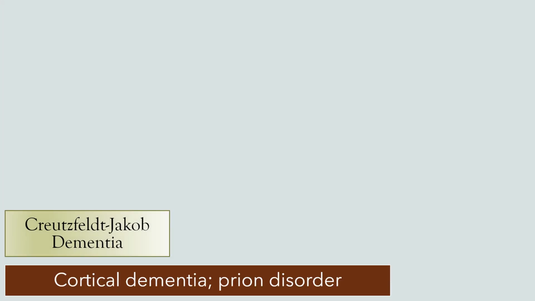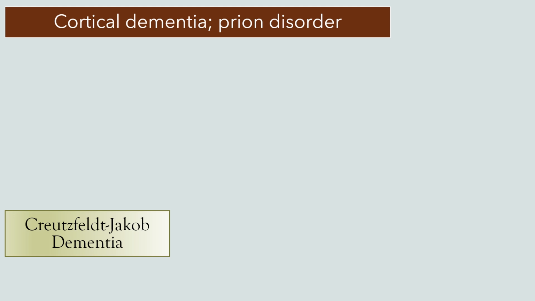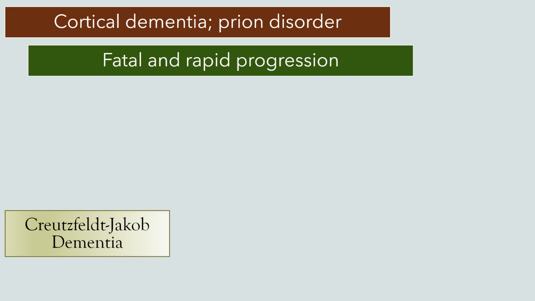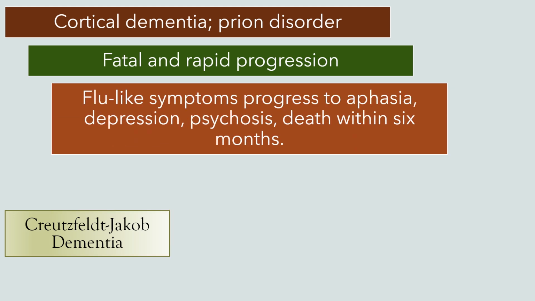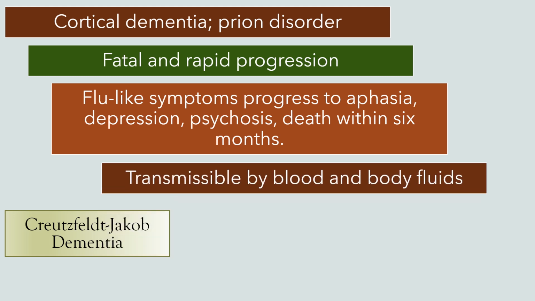Creutzfeldt-Jakob dementia. Cortical dementia, prion disorder. Fatal and rapid progression. Flu-like symptoms progress to aphasia, depression, psychosis, and death within 6 months. Transmissible by blood and body fluids.